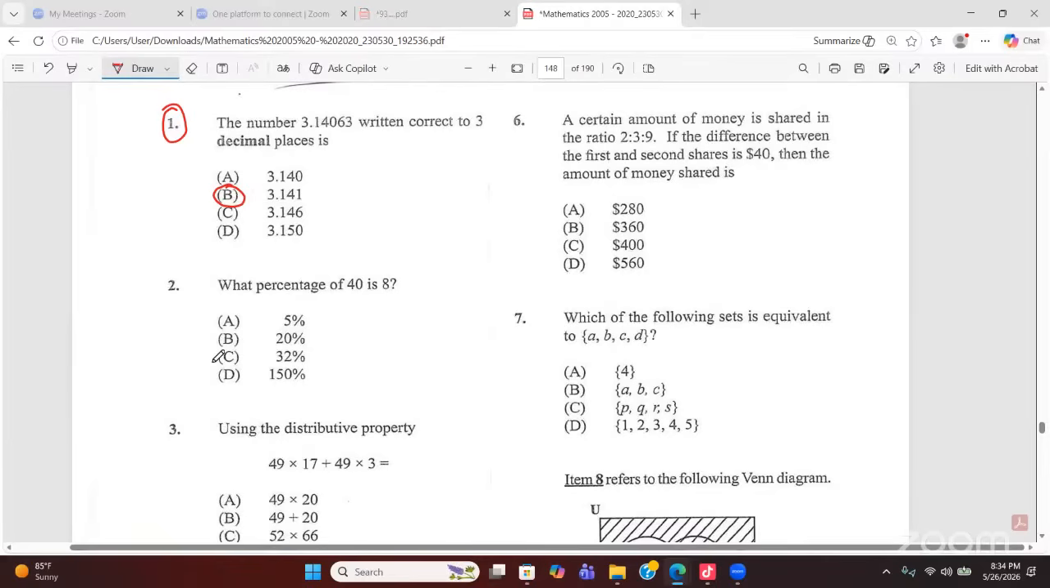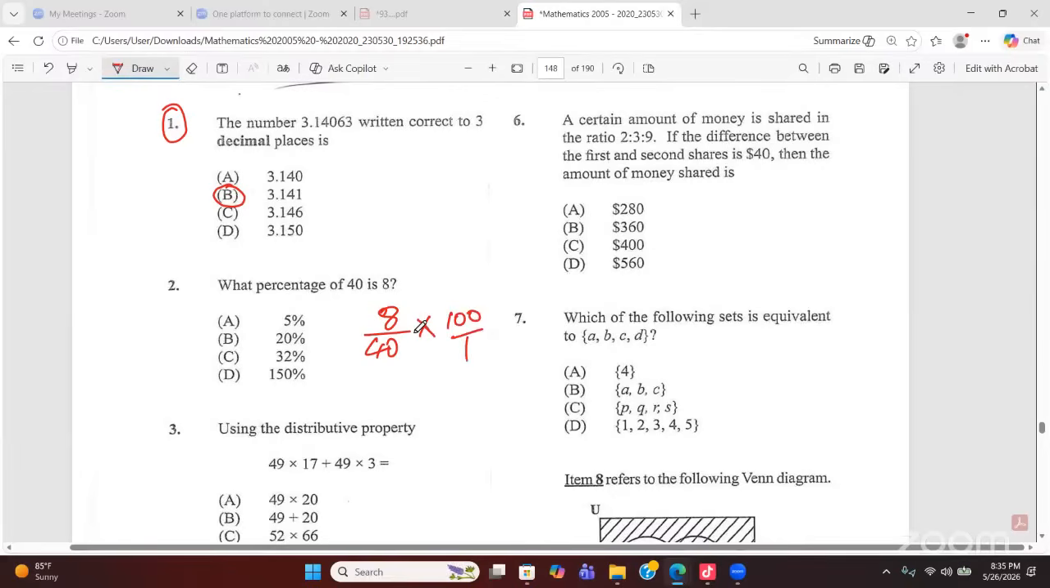Number two is a repeated question too. Yeah, number two is a repeated question. Anyways, all right. What percent of 40 is 8? So 8 goes on top of the 40, and we multiply this by 100. We know this question by heart.